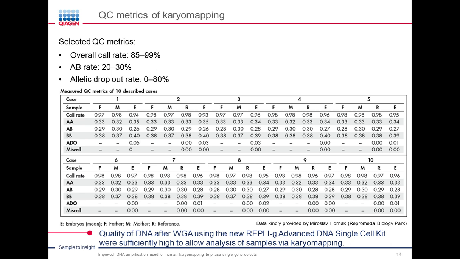The AB rate should be 20 to 30%. And you can see the AB rate is all within the standard specifications. And the allelic dropout rate should be less than 80%. And you can see that the allelic dropout rate here is at most around 5% in case number 1. Miscall rates also are very good at 0% for all of the cases that were studied. With the QC metrics showing very good qualifications, these samples were further processed and looked at downstream in the case studies.